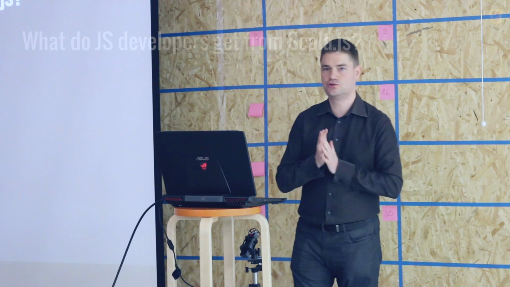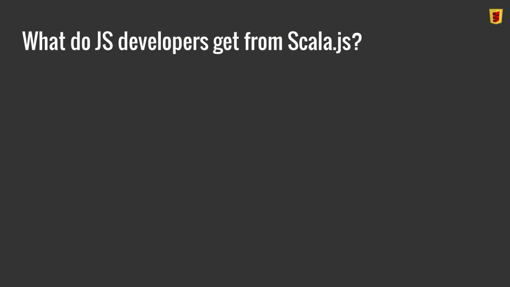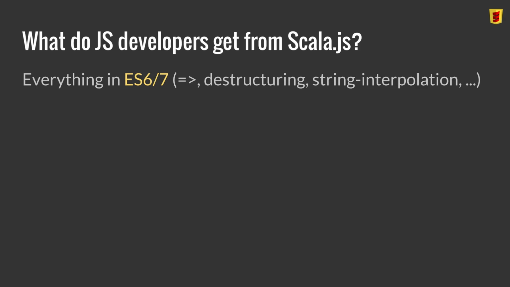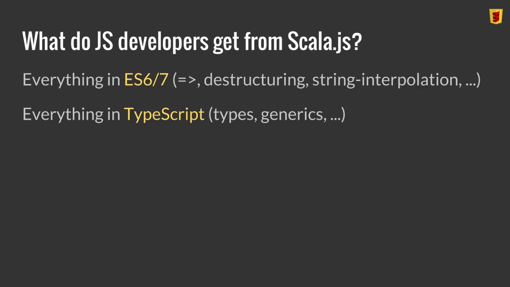So what do JavaScript developers actually get from Scala.js? Why would you let go of all your JavaScript and start learning a new language, like two people in the room were actually using it? Well, basically you get everything you have in ES6 and ES7. You get the fat arrows, you get the destructuring, you get string interpolation, you get async await. And all this has been there in Scala for many years. It's not something that's just out of the oven or just about to arrive. You don't need anything special to do with it.